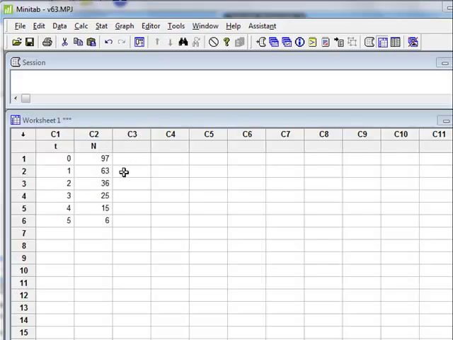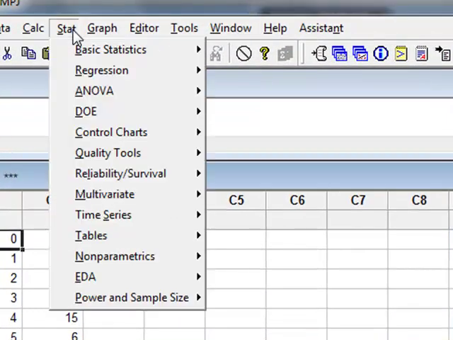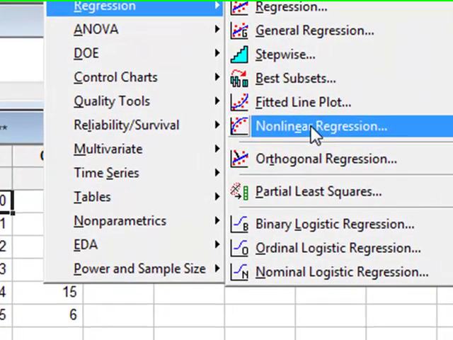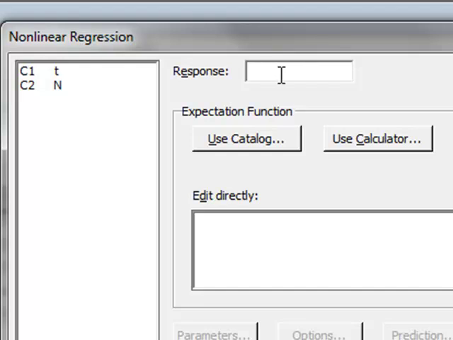We wish to use this data as an example of exponential decay. It is in fact the radioactive count rate n as a function of time t, and we wish to fit a nonlinear exponential curve to this data. And so we will choose Stat, Regression, Nonlinear Regression. The response in this case is the count n.